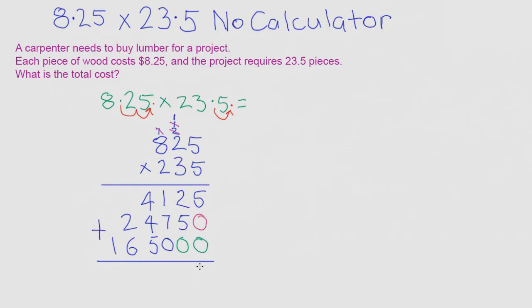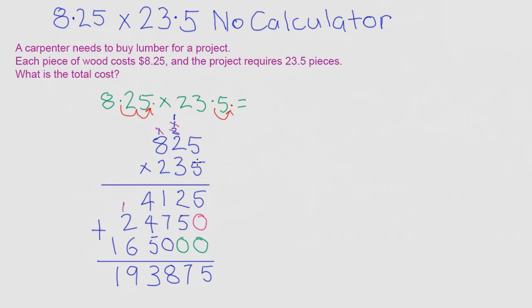So 5 plus 0 is 5. 5 plus 2 is 7. 7 plus 1 is 8. 5 plus 4 is 9. Plus another 4 is 13. So I put the 3 and I carry the 1. 6 plus 2 is 8. Plus 1 is 9. And 1 plus 0, or there's nothing else to add, so it's just 1.